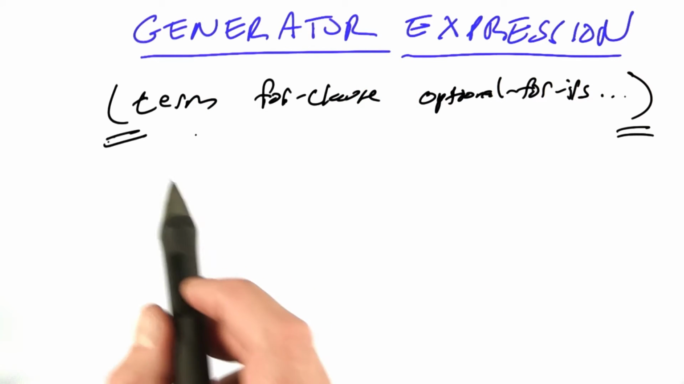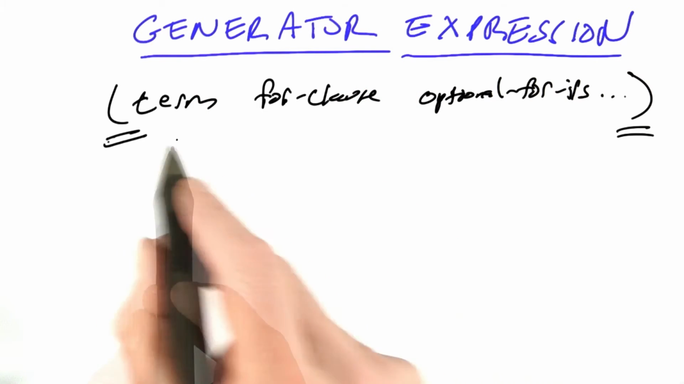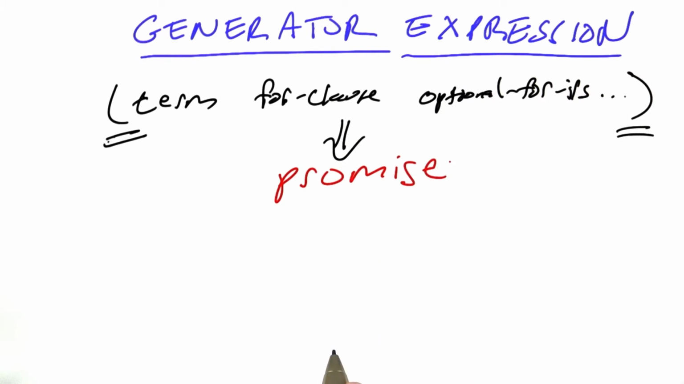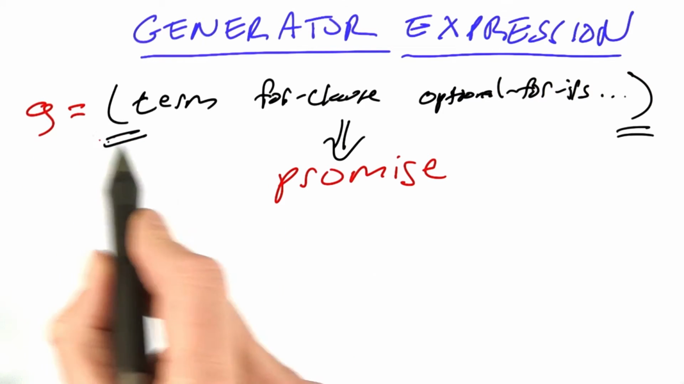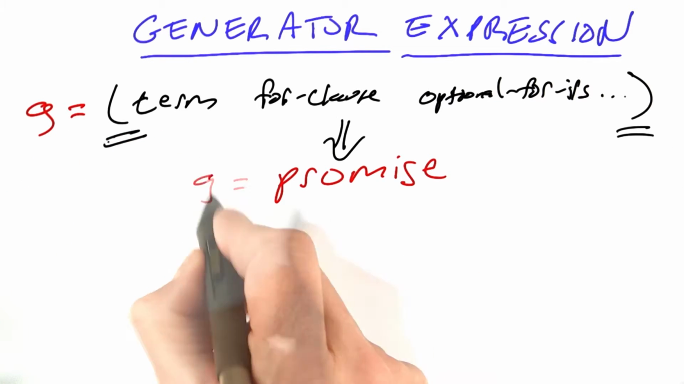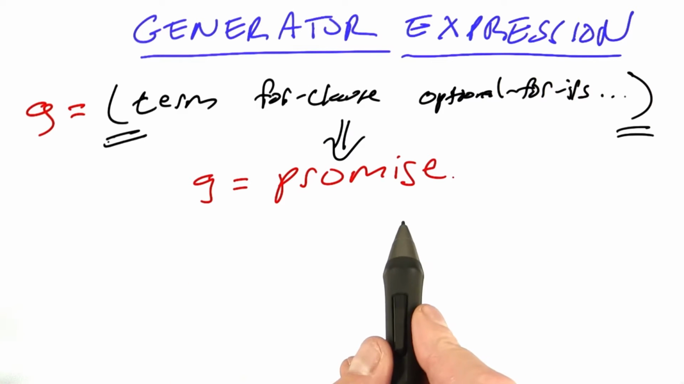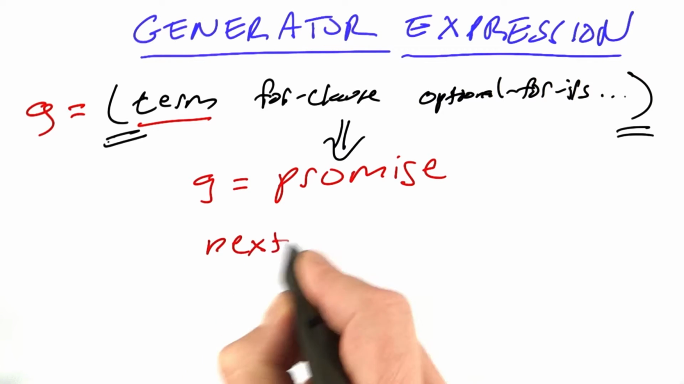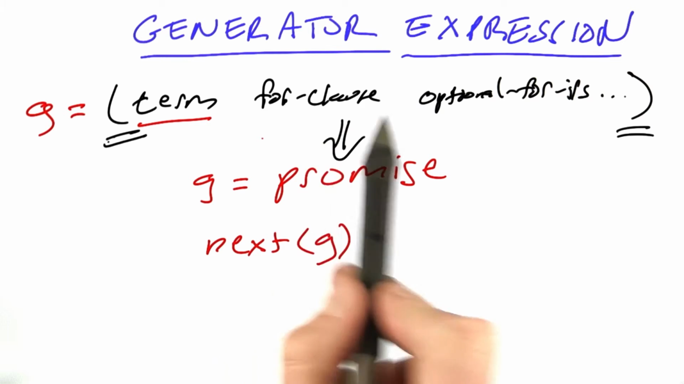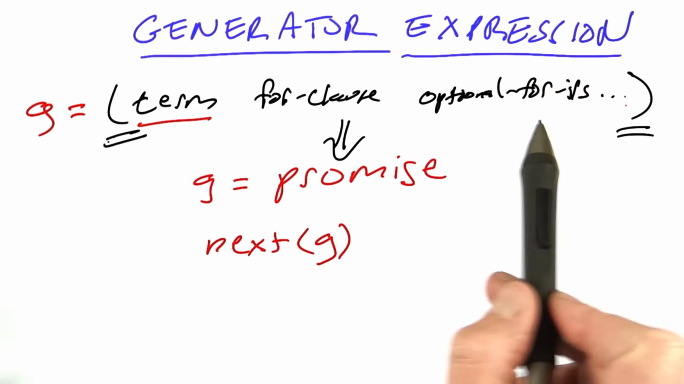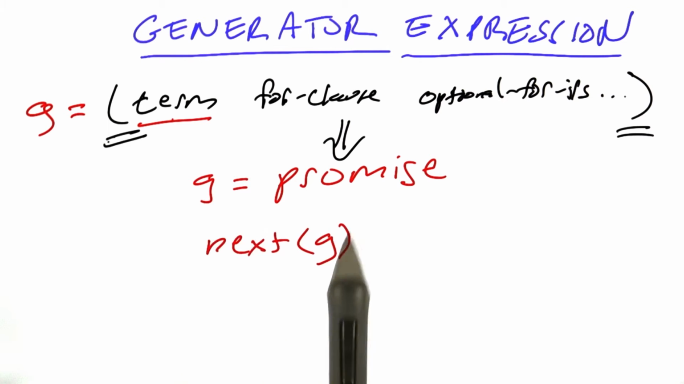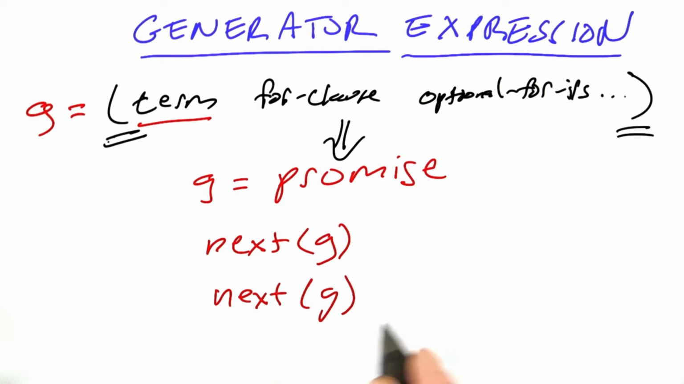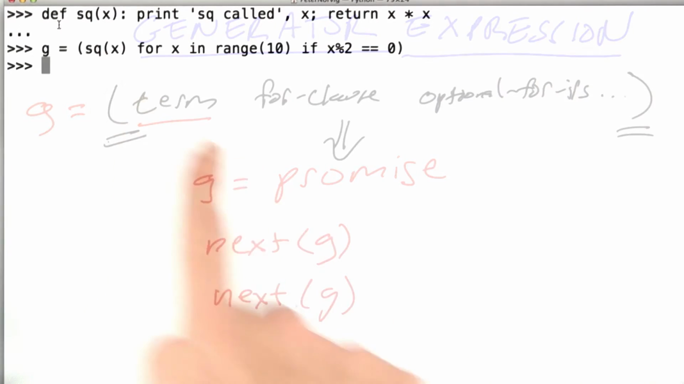And then the other difference is that the computation doesn't get done all at once. Instead, a generator expression returns a value which is a promise to do the computation later. So if we say g equals this, then g is this promise. It hasn't done any calculation yet, hasn't calculated any of the terms, and then I can ask, give me the next g. Then it starts doing the calculation, and it keeps on looping through the for clauses, or maybe multiple for clauses, until it finds the first term and returns that. And then if I want, I can again ask for the next g, and it will give me the second one, and so on. Let's look at an example.